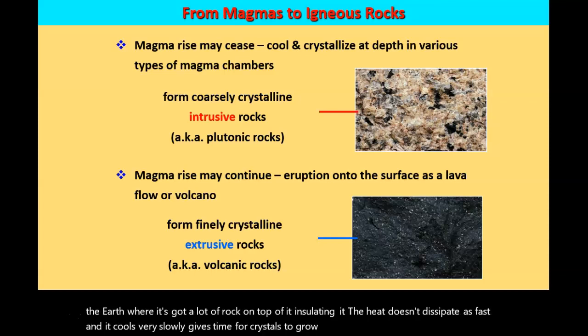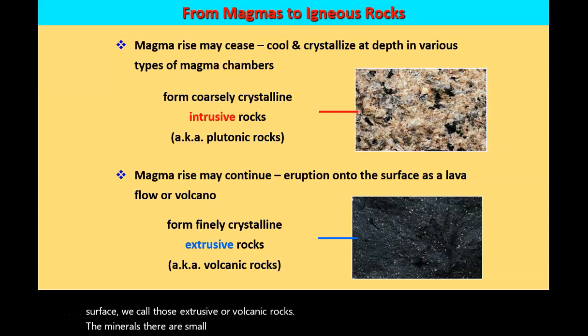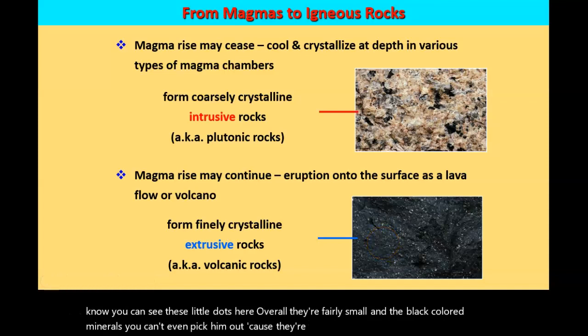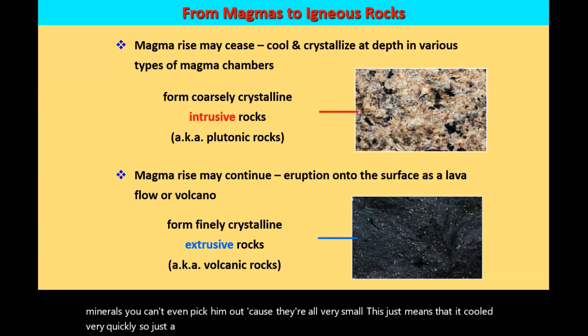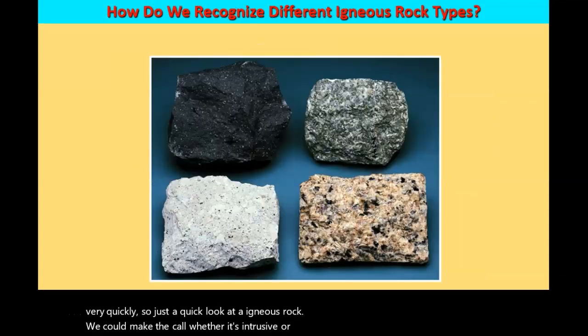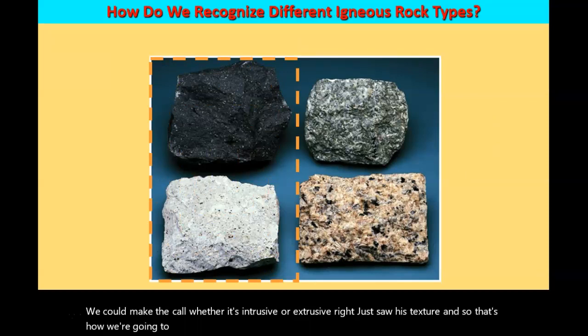Conversely, when it makes it to the surface, we call those extrusive or volcanic rocks. The minerals there are small. You can't really see them with your naked eye, although I know you can see these little dots here. Overall, they're fairly small, and the black colored minerals, you can't even pick them out because they're all very small. This just means that it cooled very quickly. So with a quick look at an igneous rock, we could make the call whether it's intrusive or extrusive, just on its texture.